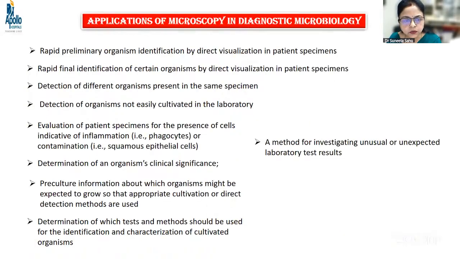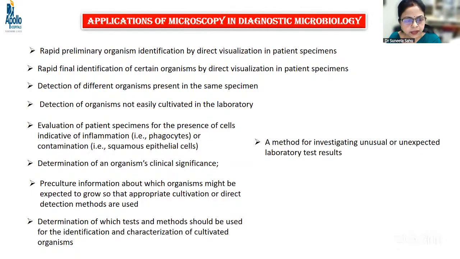Now, the applications of microscopy in the laboratory diagnosis of microbiology are many. First, it gives a rapid preliminary organism identification, because we can directly visualize organisms in the patient specimens. Sometimes we can also give a rapid final identification of certain organisms because we are directly visualizing them. We can also detect different organisms. Suppose it is gram positive, gram negative, or any Nocardia type species, we can identify that immediately.